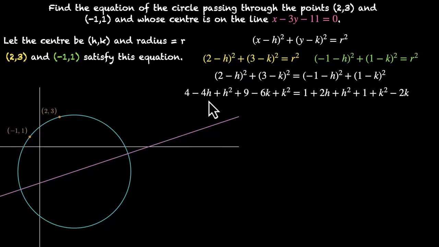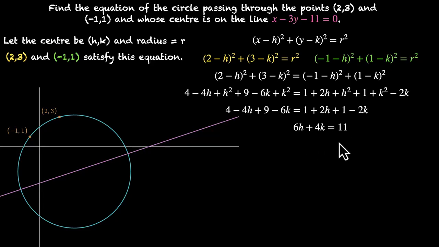h square plus k square cancel out. We have 4 minus 4h plus 9 minus 6k equals 1 plus 2h plus 1 minus 2k. Now combining like terms, minus 4h plus 2h becomes 6h. 4h comes to this side. Minus 2k is here, minus 6k is here, bringing minus 6k to this side. We have 6 minus 2, 4k. 1 plus 1 is 2. And then here we have 13. So 13 minus 2 is 11. So the equation becomes 6h plus 4k equals 11.